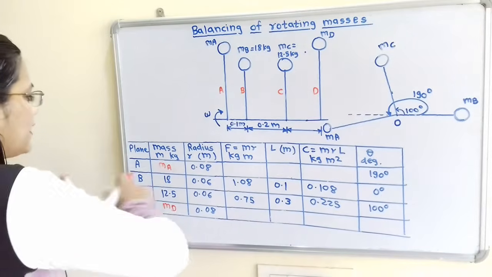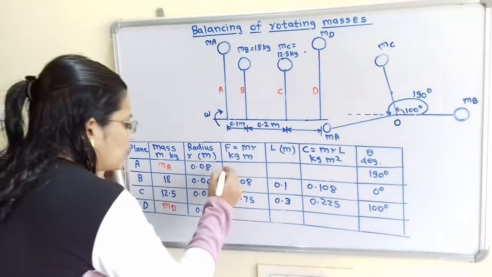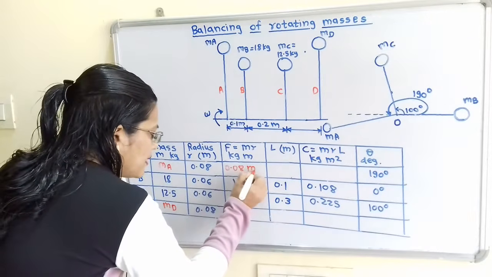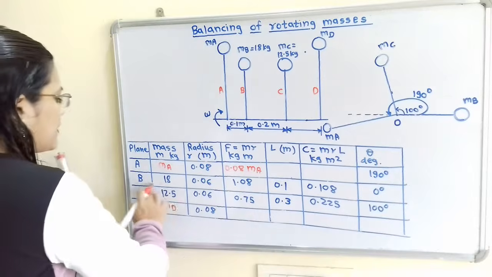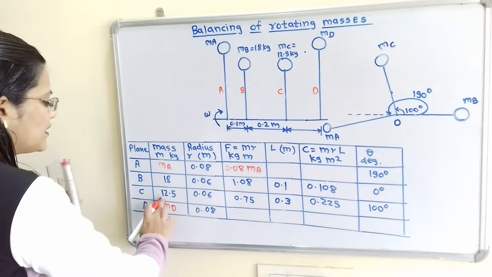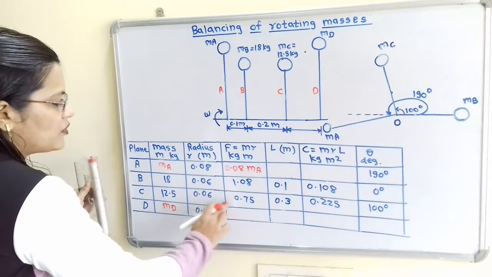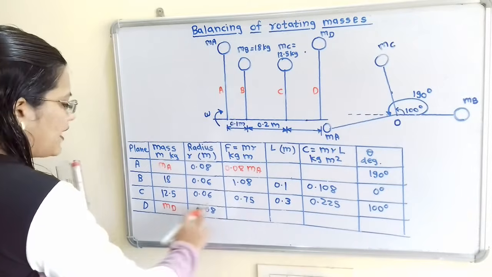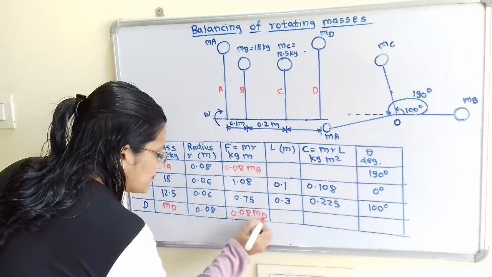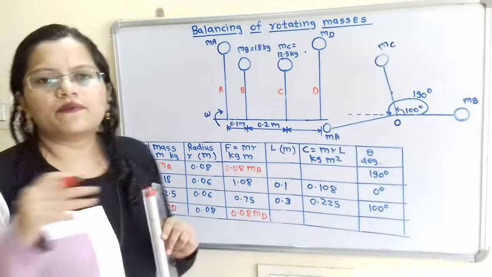So for the plane A, this MA is unknown. So we will write here 0.08 MA. Now for this plane B, 18 into 0.06, 1.08. For C, 12.5 into 0.06, 0.75, and for D it is 0.08 MD. Now we will move to the next.